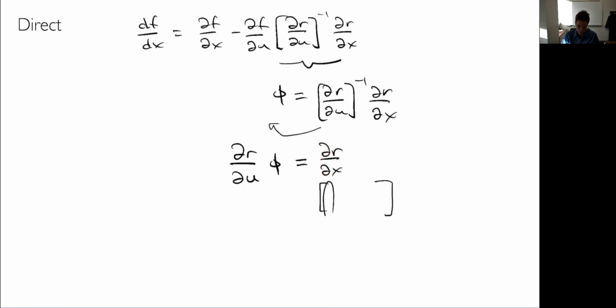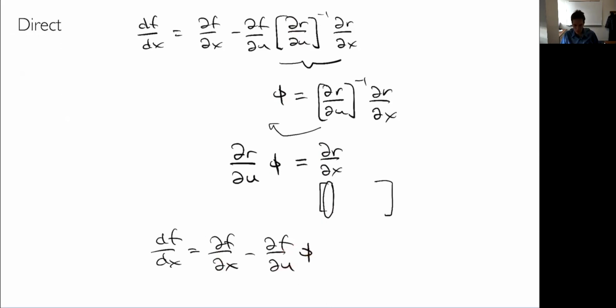If I take one column of it at a time and look at just that one column, then this is a linear system of equations. This is going to be Ax equals b. So I can solve for phi one column at a time from this linear system. Once I solve phi, I plug it into here, and I would get df dx equals partial f partial x minus partial f partial u times phi, where phi is this vector. So this is a matrix minus this matrix vector product.